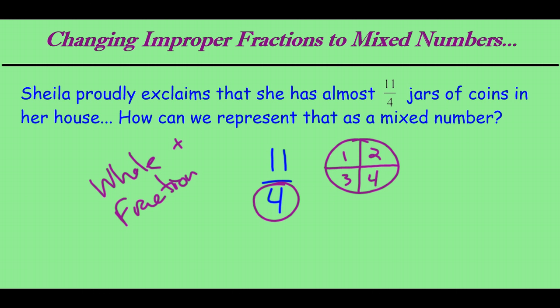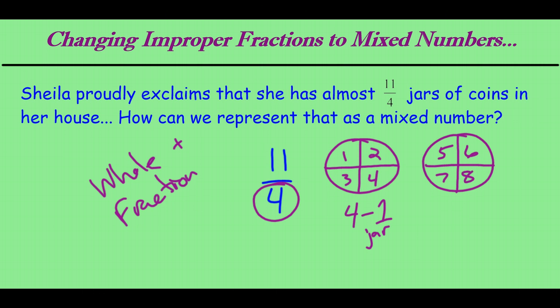in it. So now here we've got 4 fourths, and that is one jar of coins. If we have another jar of coins, we're going to have 5, 6, 7, 8 fourths used in 1, 2 jars of coins. Now we still have 4 fourths in each of these, so we are splitting our 11/4 into equal groups of 4.